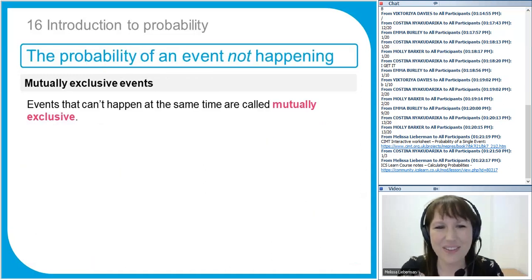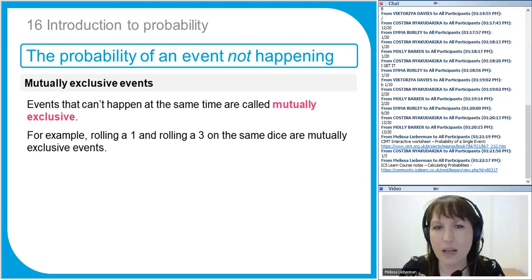Okay, so events that can't happen at the same time are called mutually exclusive. You don't need to learn that word, but it will come up from time to time when you're talking about probabilities. So a little bit like when we had the counters and we had either a blue counter or a yellow counter, but they can't be blue and yellow. Those are mutually exclusive. We can add them together if they're mutually exclusive. So if they can't happen at the same time, they're called mutually exclusive.